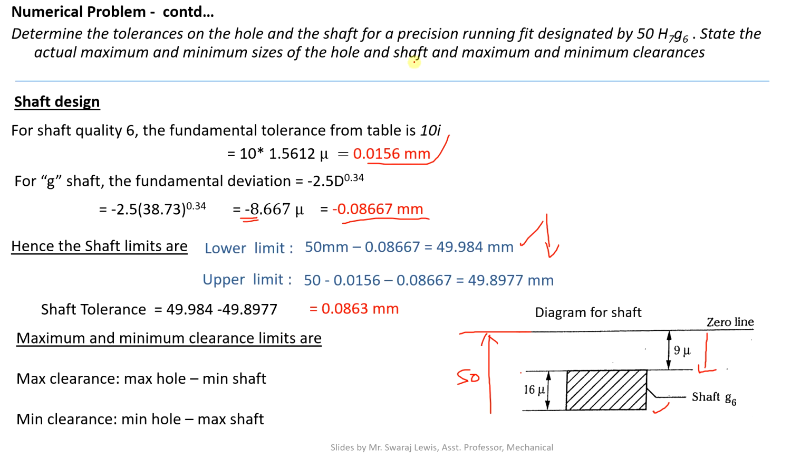Further, they ask to calculate the maximum and minimum clearance. So maximum clearance will be maximum hole minus minimum shaft, whereas minimum clearance will be minimum hole minus maximum shaft. We get 0.0125 as the maximum clearance and 0.01023 mm as the minimum clearance. Hope you have understood. Thank you.